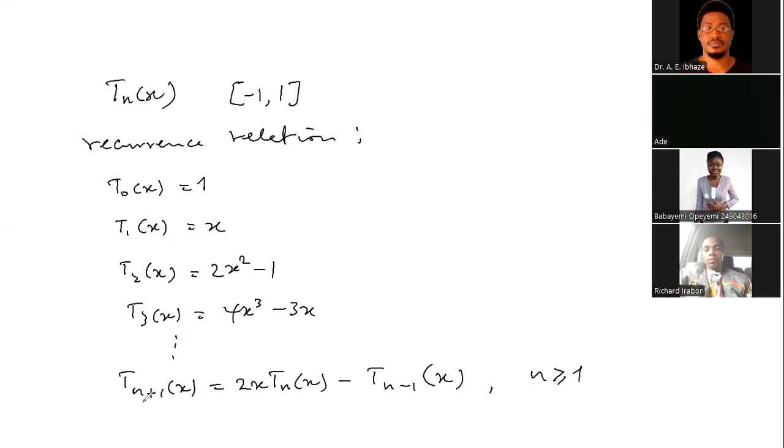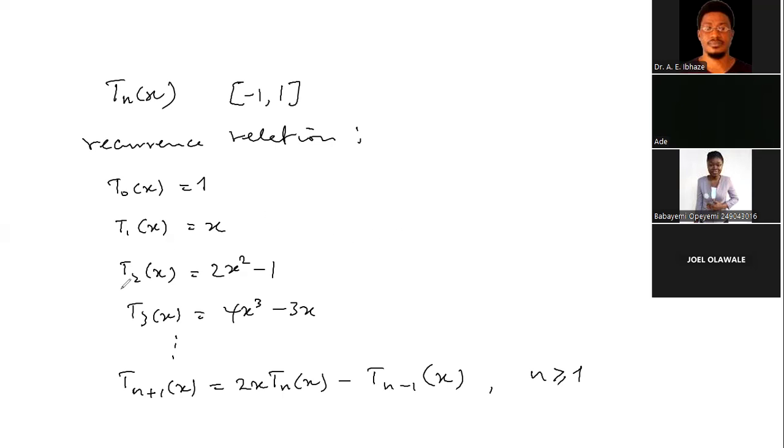So we literally use this nth order formulation for n greater or equal to 1. When n is 1 here, we are going to be having T2. So for T2, this would be 2x times T1 of x, and T1 of x is x, so that will be 2x times x, that will be 2x squared, minus T0, and T0 is 1. So with this formulation, we are able to develop the Chebyshev polynomials even to the nth order, okay?